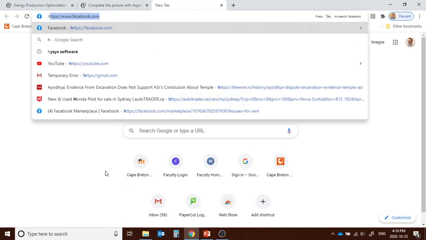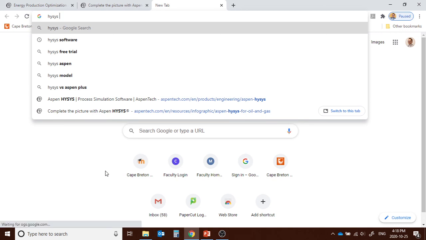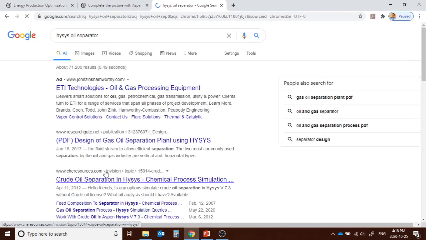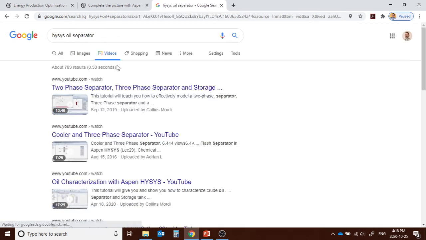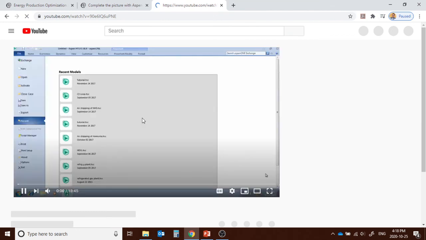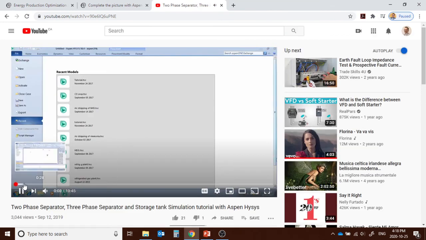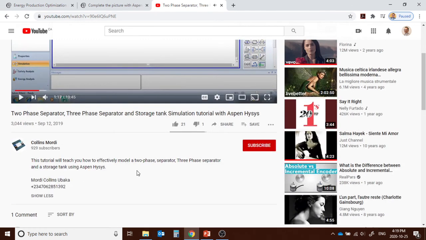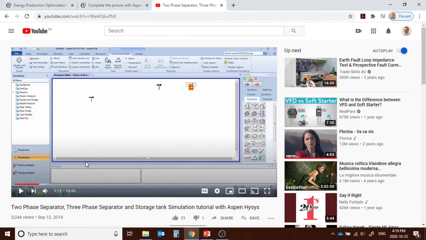Let me check if I can find any video on HYSYS. Two-phase separator using HYSYS. Okay, so today, what you can use it to simulate is, for example, water extracted from liquid, and here, gas. The process modeler is using a two-phase separator to separate the oil stream.